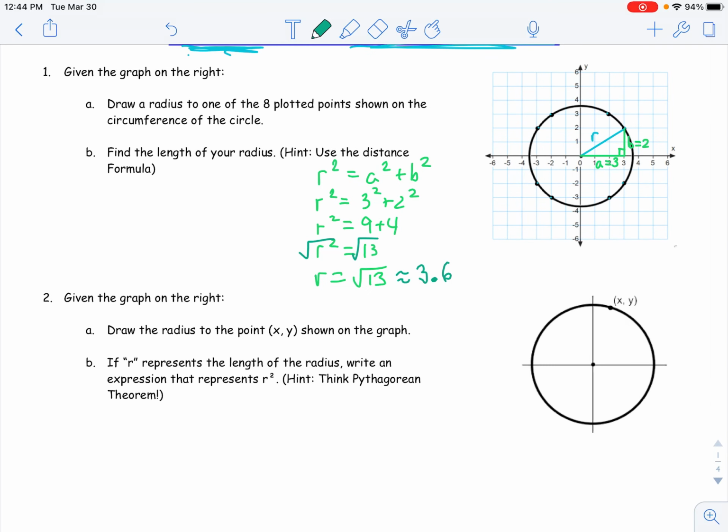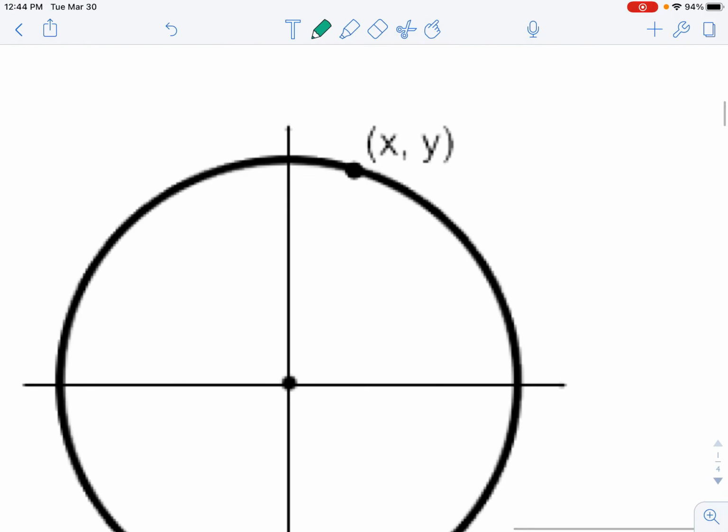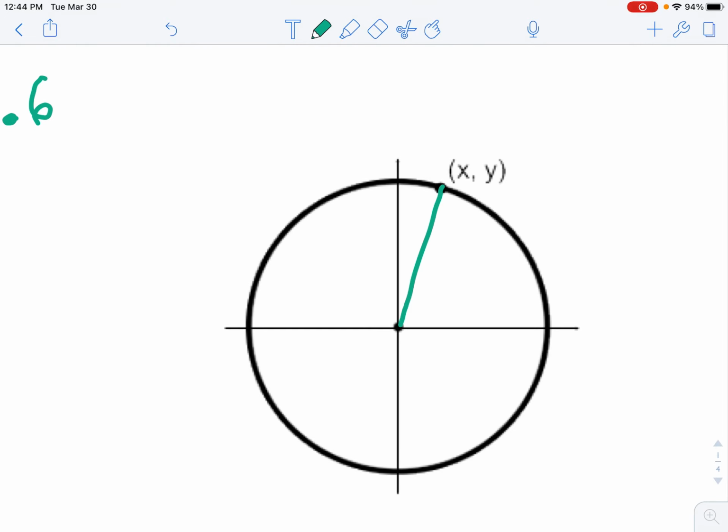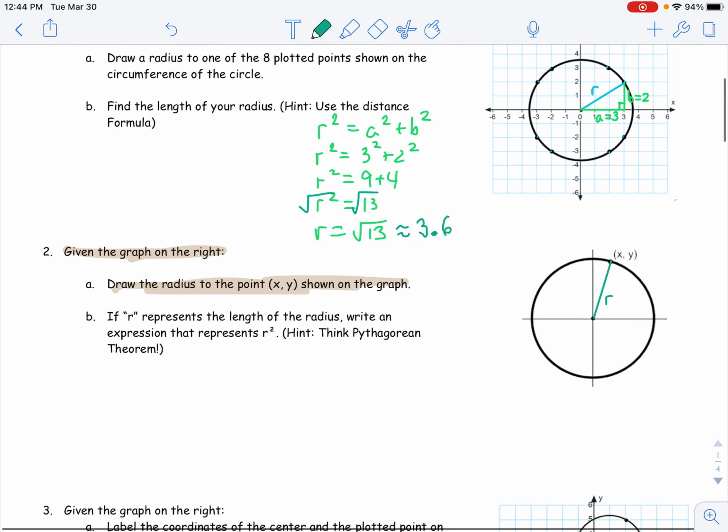All right, so now, given this graph, we're going to draw a radius to the point x, y shown on the graph. So this is just some random point x, y on the graph. We're going to call that R. If R represents the length of the radius, write an expression for R squared. Hint, think of the Pythagorean theorem.